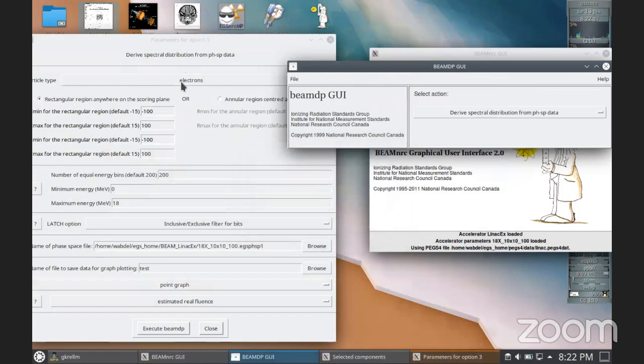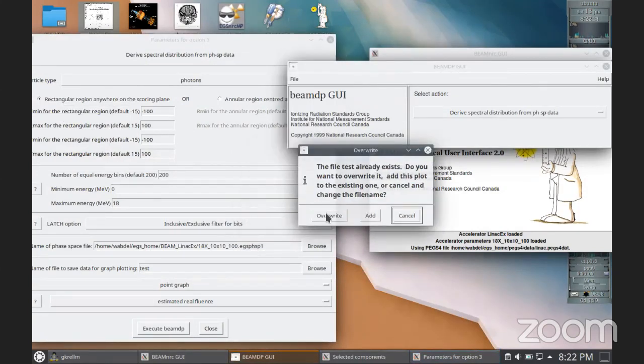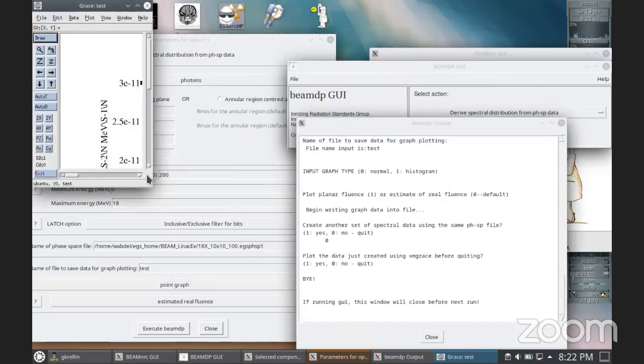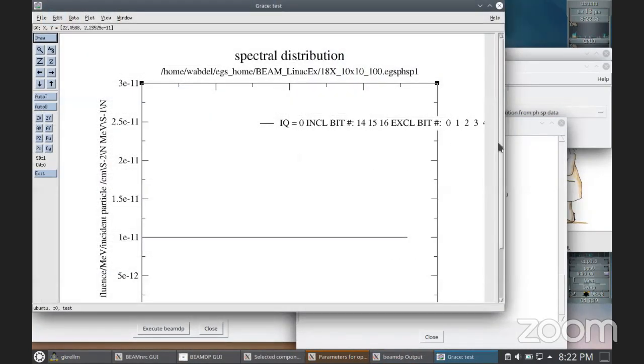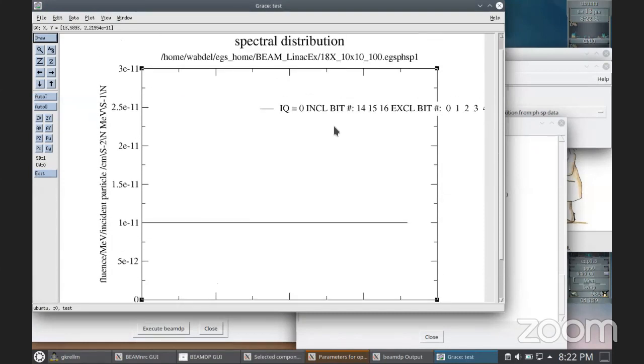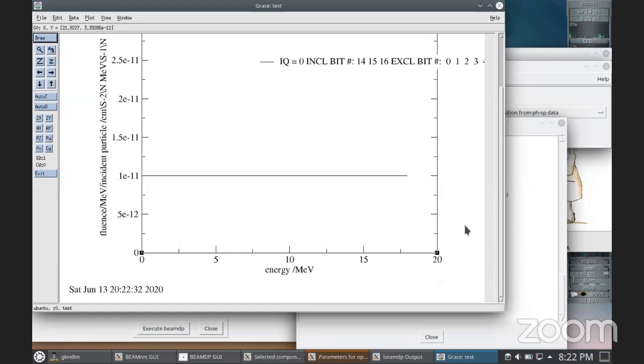I want the photons, so look at the photons. Okay, so you see, we did not get anything actually from the jaws, photons wise, or nothing interacted there. So I'm getting just nothing. But if you run simulations for a long time, then you will start to get information about these components.